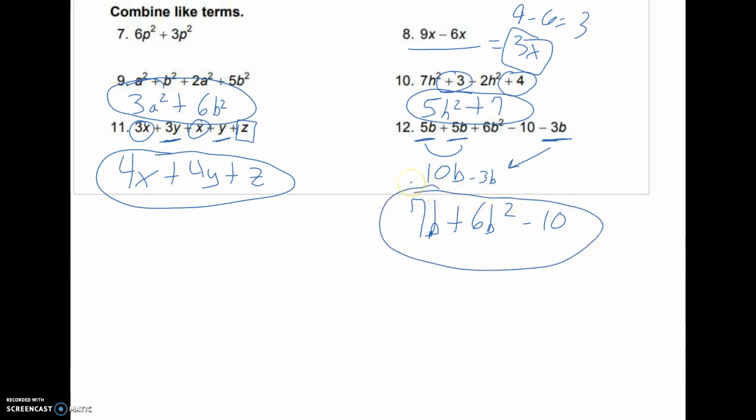All right, so to finish up here, if you notice, there's 3 terms. They're each separated by an addition or subtraction sign. I can't combine b or b squareds here because they don't have the same exponent, and I can't combine this 10 with anything else because they don't have the same exponent or variables. So this is as far as I can go. 7b plus 6b squared minus 10.